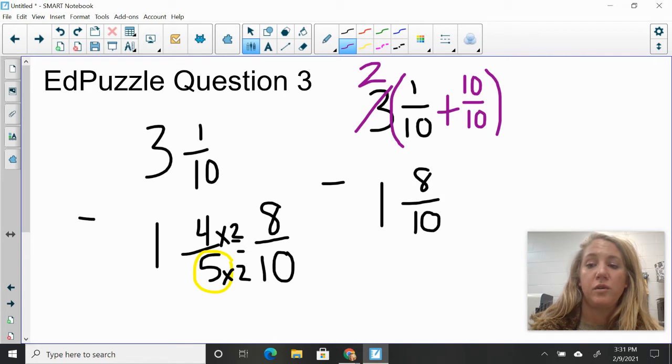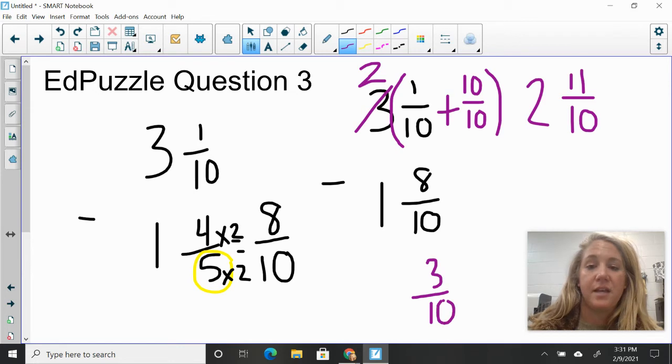I have 2 and 11 tenths, which is still the exact same thing as 3 and 1/10, because this improper fraction right here makes up that other whole and the 1/10. So now I have 2 and 11/10. That is now enough to subtract 8/10. So 11 minus 8 is 3. My denominator stays the same. And 2 minus 1 is 1. So my answer is 1 and 3/10.